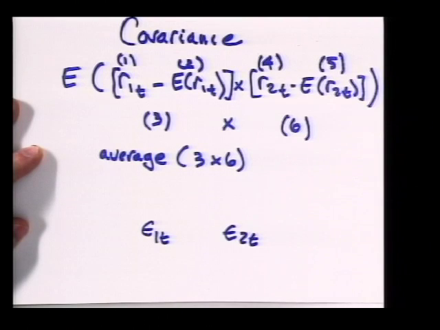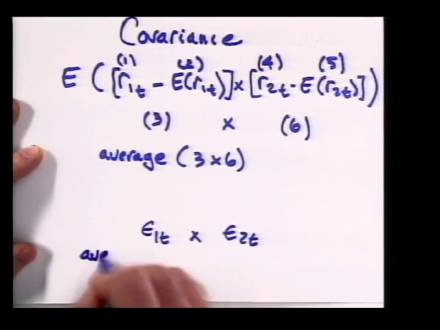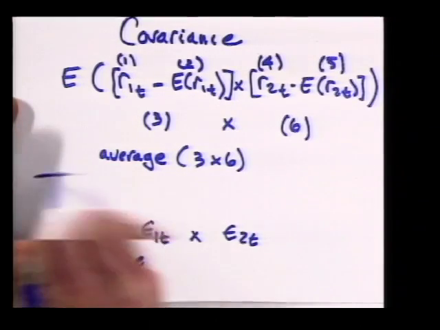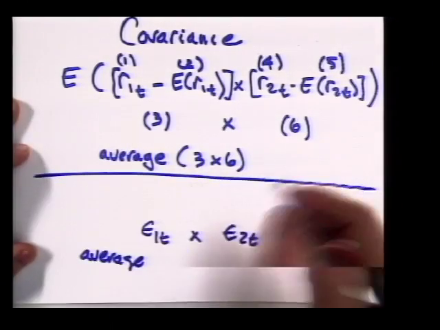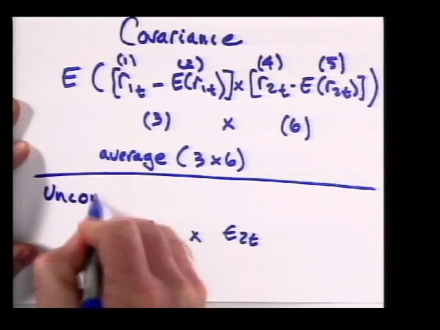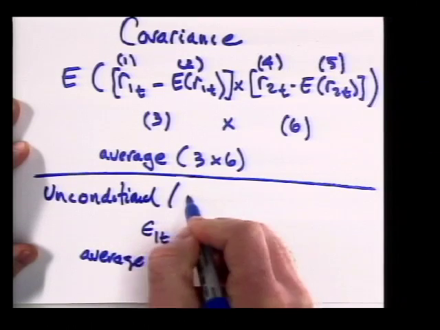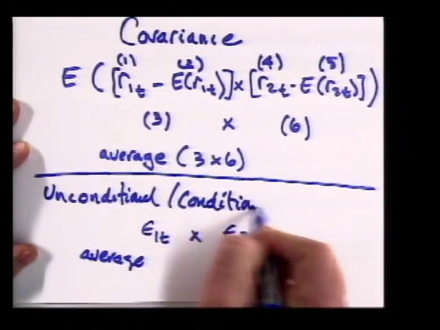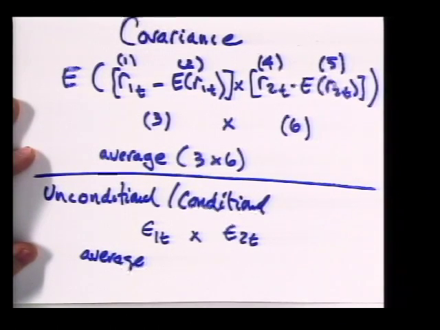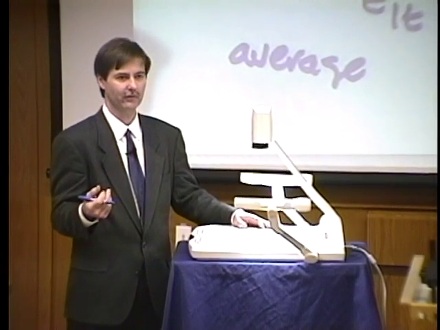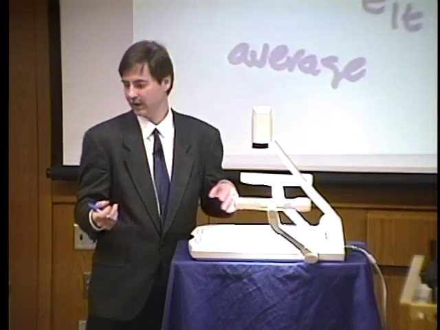So for this unconditional / conditional, all we're going to do is multiply the residuals together from the two assets and take the average. Okay, so this is the unconditional / conditional. Residuals from your two models for asset 1, asset 2, multiply them together, take the average, and there's a different measure of covariance that takes into account that you've got some predictability. Okay, that's easy.